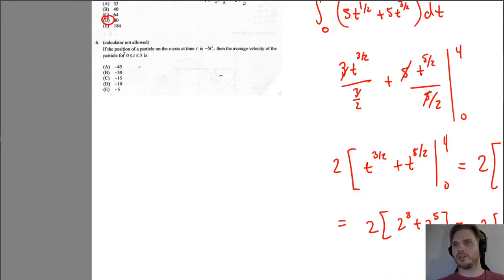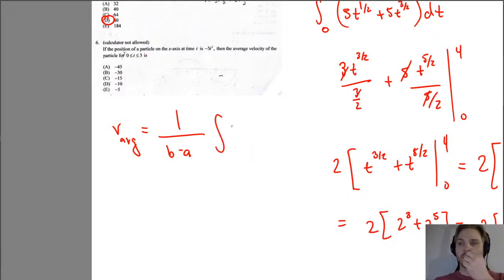And then, okay, if the position of a particle on the x-axis at time t is negative 5t squared, then the average velocity of the particle for t from 0 to 3. Okay, so the average value of a function, so let's call it the average velocity. So the average velocity is equal to 1 over b minus a, which comes from the bounds, times the integral of the velocity function.